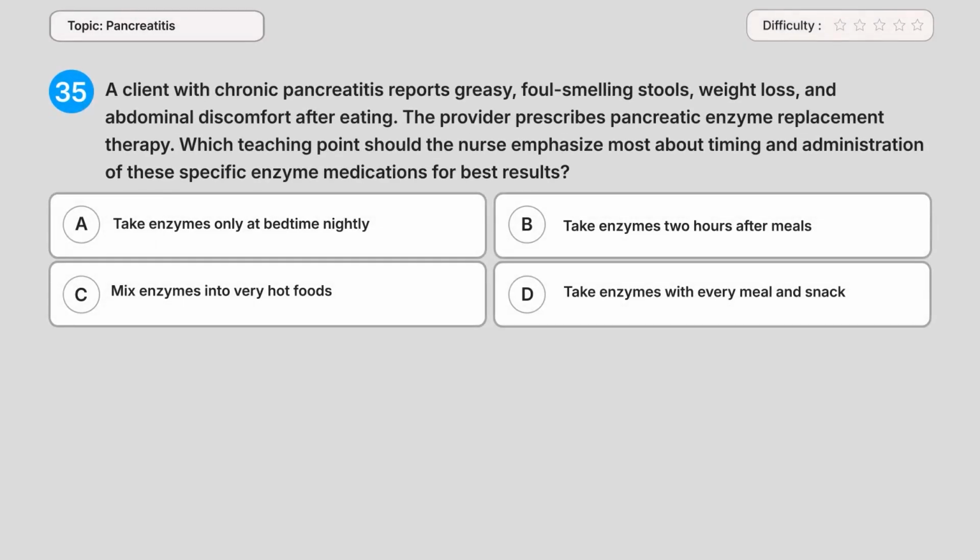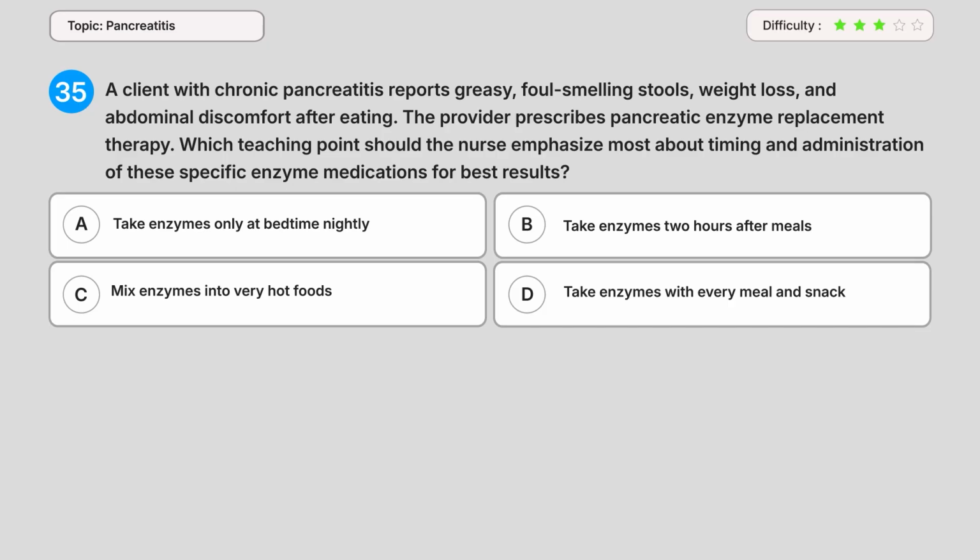35. A client with chronic pancreatitis reports greasy, foul-smelling stools, weight loss, and abdominal discomfort after eating. The provider prescribes pancreatic enzyme replacement therapy. Which teaching point should the nurse emphasize most about timing and administration of these specific enzyme medications for best results?